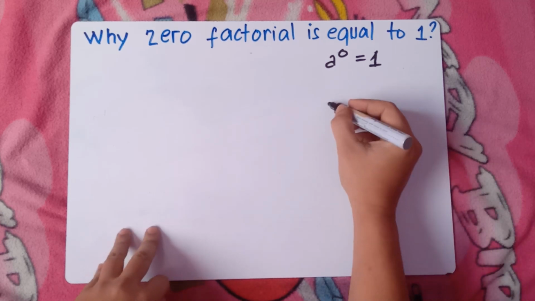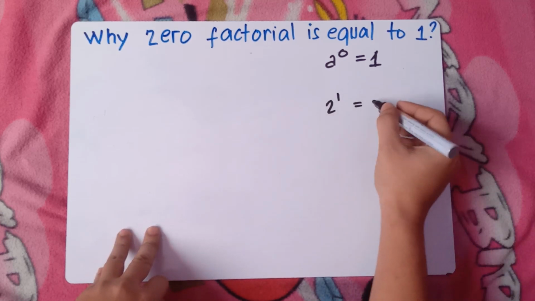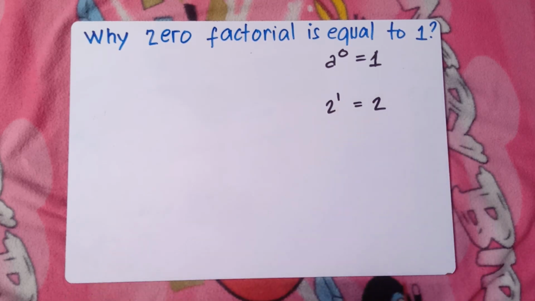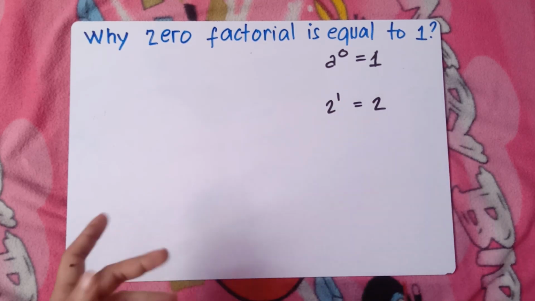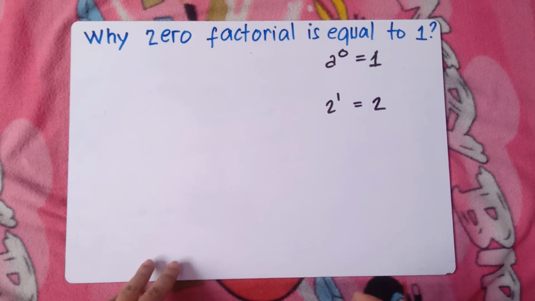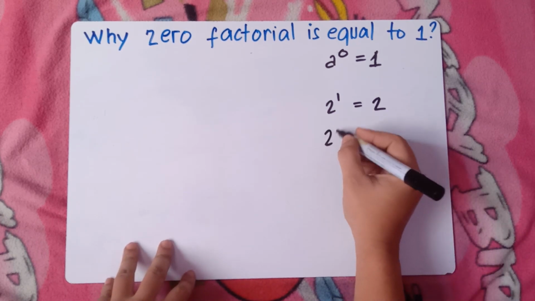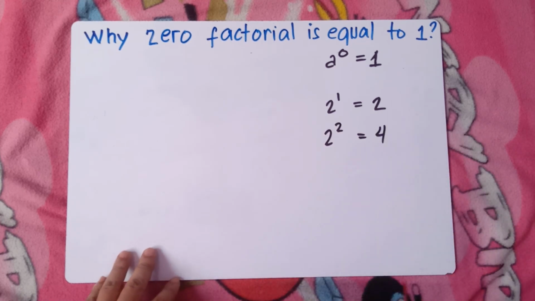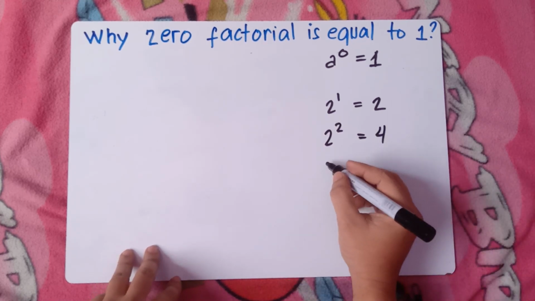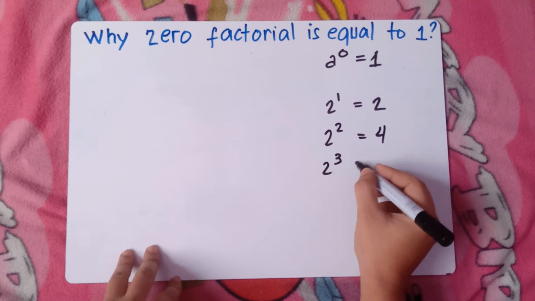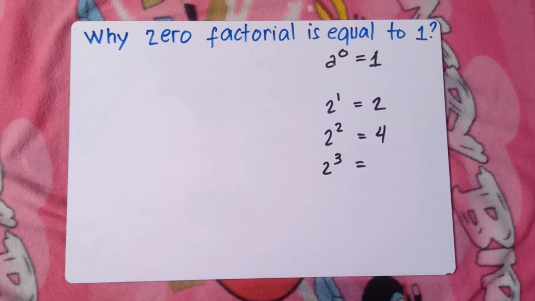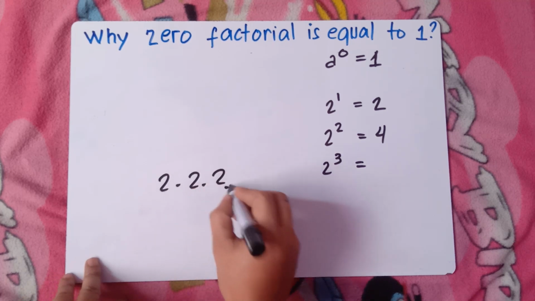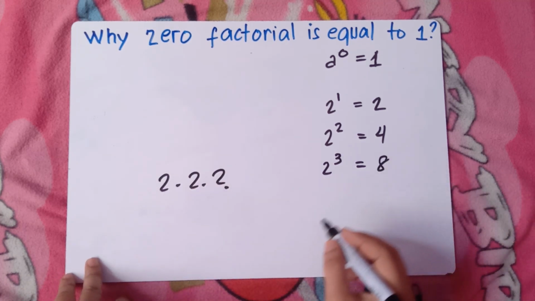What if we say 2 raised to the power of 1? That is equivalent to 2, right? Any exponent of 1, just simply copy your answer. So what if we say 2 raised to the power of 2? The answer is 4, right? Because 2 times 2 is 4. What if we say 2 raised to the power of 3? It means that you multiply 2 by itself 3 times, and the answer is 8, right?